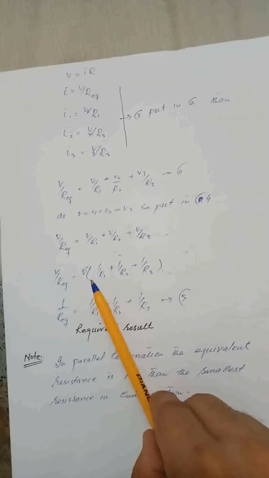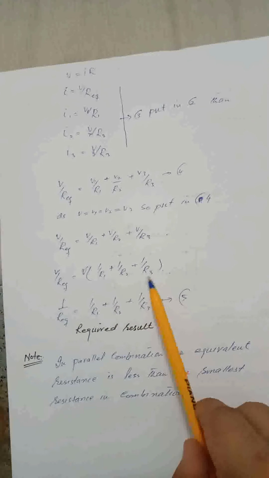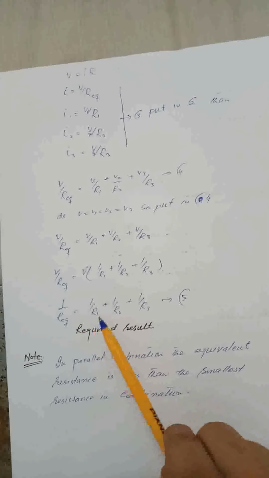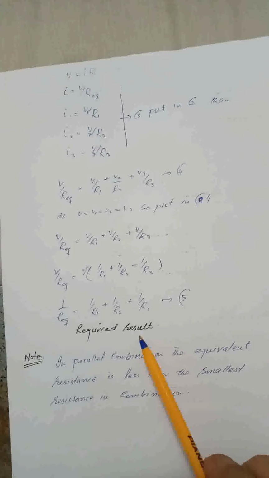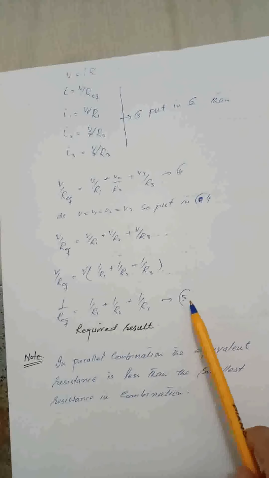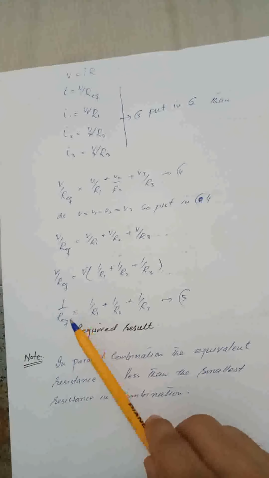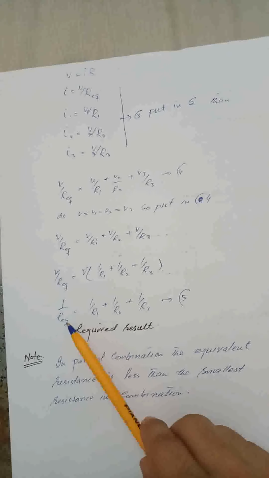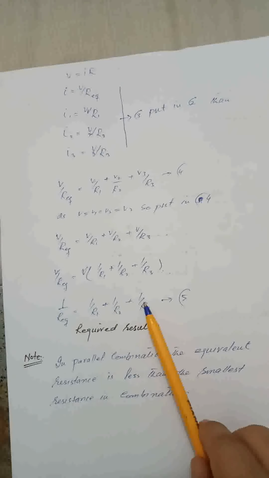Taking V common, it will become 1 over R1 plus 1 over R2 plus 1 over R3. V and V will be cancelled. So 1 over R equivalent is equal to 1 over R1 plus 1 over R2 plus 1 over R3. This is the required result. Now, what does this equation 5 tell us? This equation 5 tells us that in parallel combination, the equivalent resistance must be less than the smallest resistance among these three.